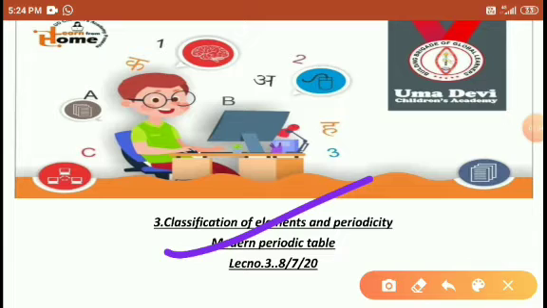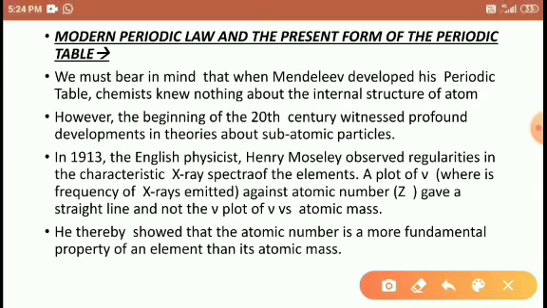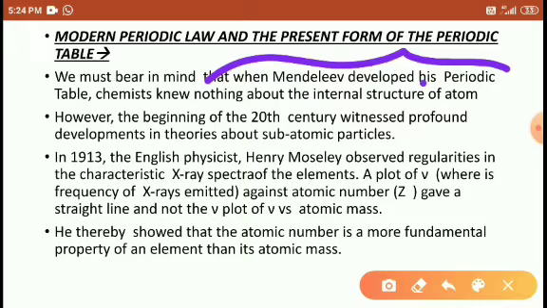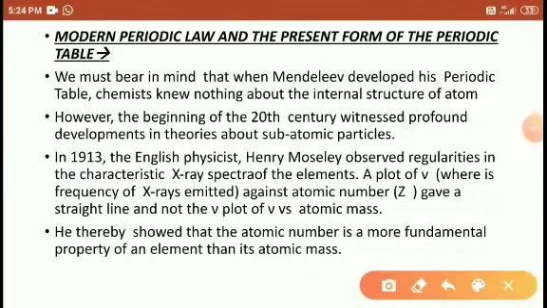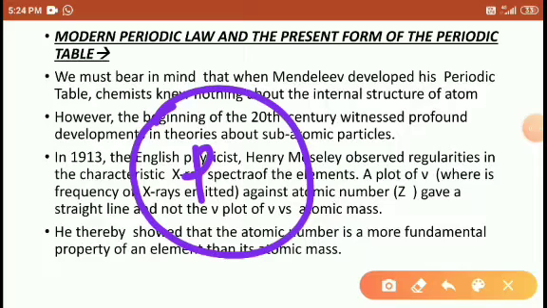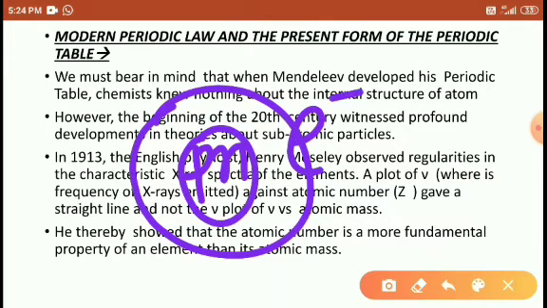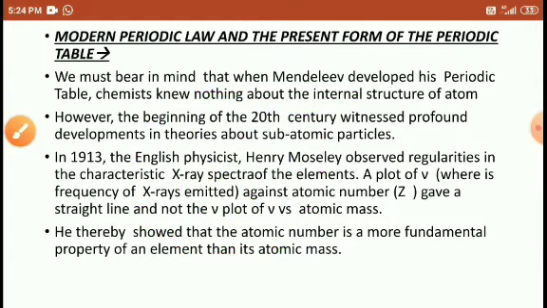Today we are discussing the topic of the modern periodic table: the modern periodic law and the present form of the periodic table. When Mendeleev developed the periodic table, scientists did not know about the internal structure of atoms. It means the atom contains protons and neutrons inside, and around it the electrons rotate. Scientists did not know about protons, electrons, and neutrons.